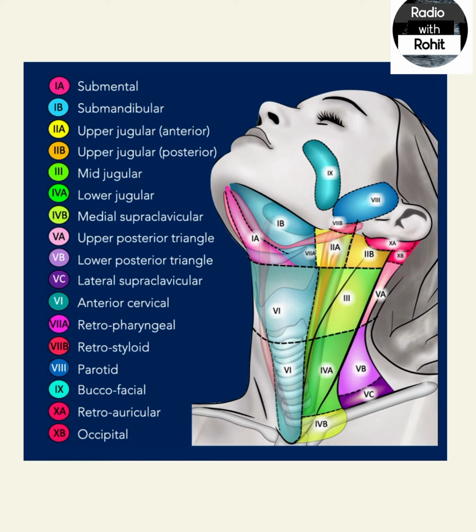Finally, we will summarize: submental 1A, submandibular 1B, 2A is anterior jugular, 2B is posterior jugular upper level, 3 mid-jugular, 4A lower jugular, 4B medial supraclavicular, 5A upper posterior triangle, 5B lower posterior triangle, 5C lateral supraclavicular, 6 is anterior triangle or anterior cervical, 7 is retropharyngeal and retrostyloid, 8 is our parotid gland, 9 is our buccofacial, and 10 is divided into two: retroauricular and occipital.